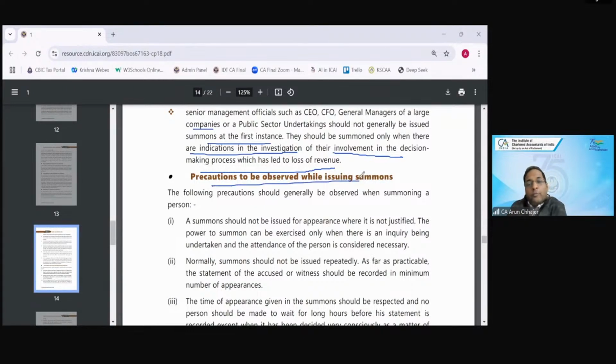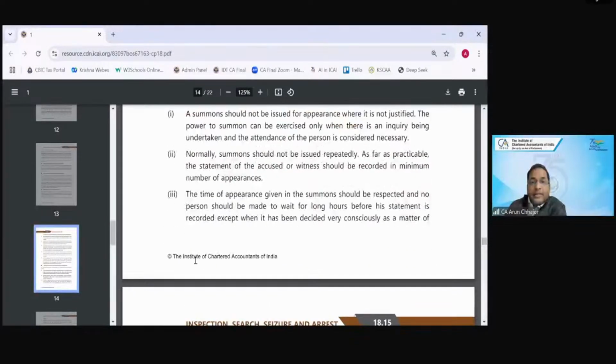Precautions to be observed while issuing the summon. The summon should not be issued for appearance where it is not justified. The power to summon can be exercised only when an inquiry is being undertaken and attendance of the person is considered necessary. Normally, summon should not be issued repeatedly. As far as practicable, the statement of the accused or witness should be recorded in a minimum number of appearances.